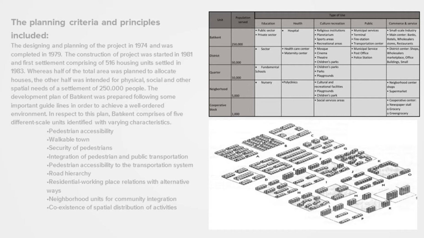Other characteristics that were also discussed and applied were the high efficiency of pedestrian accessibility and walkability within the town, the security of pedestrians, the integration of pedestrian and public transportation, the pedestrian accessibility of the transportation system, the road hierarchy, the residential-working place relationships and alternative routes, then also the neighborhood units for community integration and the coexistence of spatial distribution of activities, meaning the activities were not just clustered within one neighborhood.